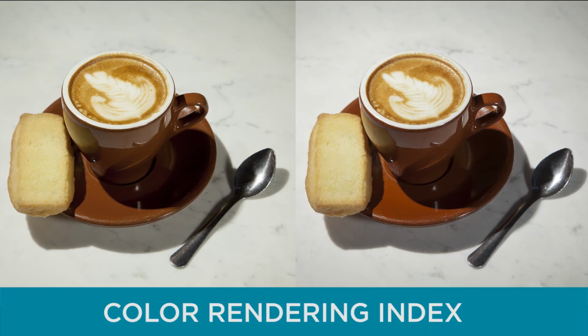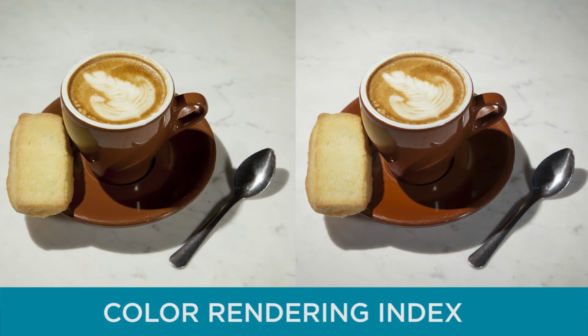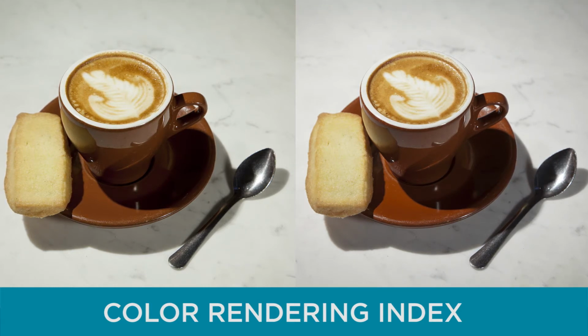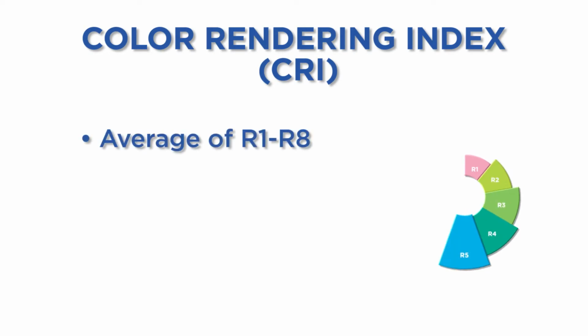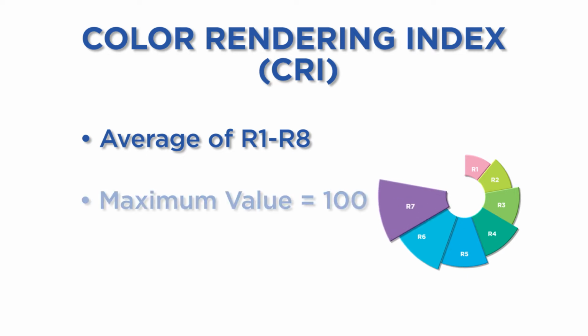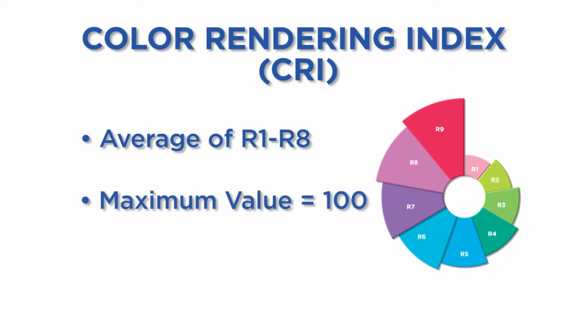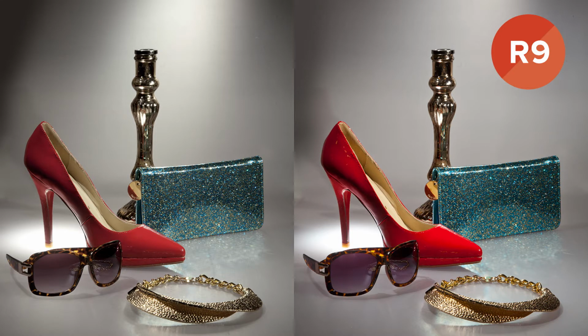Color Rendering Index, or CRI, is the current industry standard for measuring how accurately a light source renders the colors of objects it illuminates. The CRI value is an average of the standard color palettes known as R1 through R8. The maximum CRI value is 100. R9 is another reference color palette used to measure how a light source's spectral output renders vibrant reds. This measurement is especially critical to consider when illuminating items with saturated red elements, including clothing, jewelry, leather goods, and wood finishes.